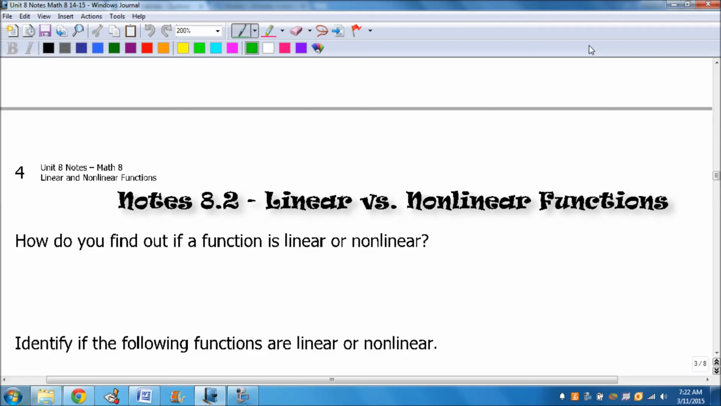Right, notes 8.2 are on linear versus nonlinear functions. And the most important thing you need to understand is that linear comes from the word line. So if something is a linear function, it makes a line. We've done a lot of stuff with linear functions this year, so you should be okay with that.